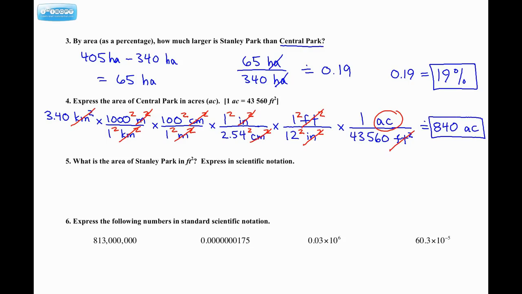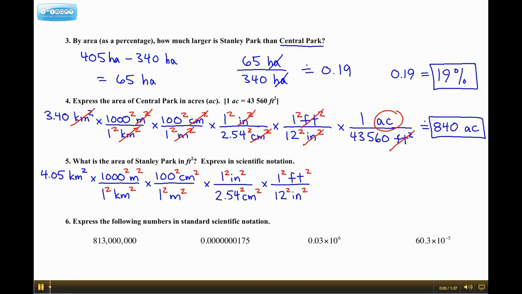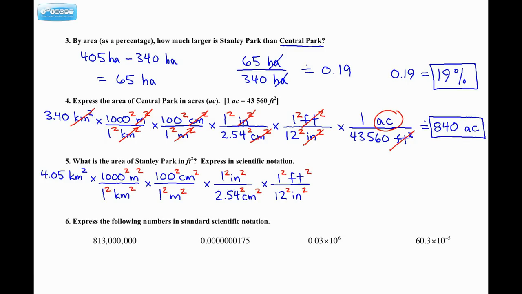Number 5, what is the area of Stanley Park in square feet? Express in scientific notation. What on earth is that? So first thing I'm going to do is just express this area in square feet, and then I'll explain what this scientific notation is. I've actually already done the conversion, so you're welcome to pause the video and get these down if you like. I'm just going to ensure that all these units cancel out properly.